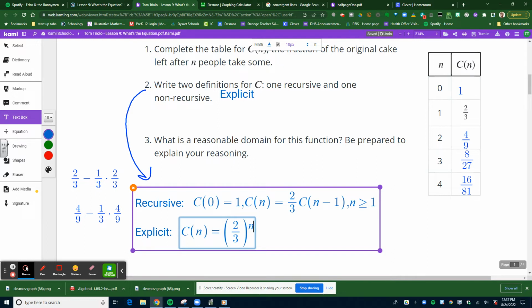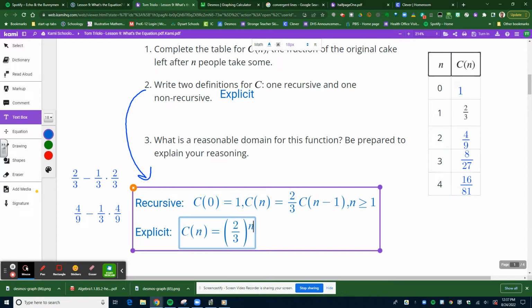What's 2/3 to the 0? Anything to 0 is 1. What's 2/3 to the 1? What's 2/3 to the 2? Well, 2 squared is 4, and 3 squared is 9. 2 cubed is 8, 3 cubed is 27. 2 to the 4th is 16. 3 to the 4th is 81. Do I need anything else here? No.